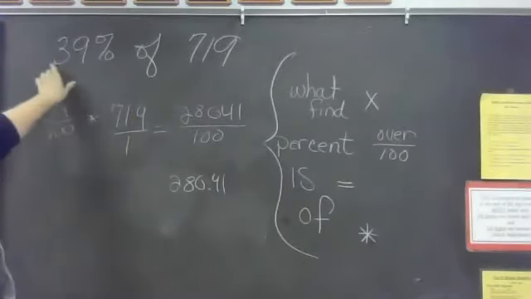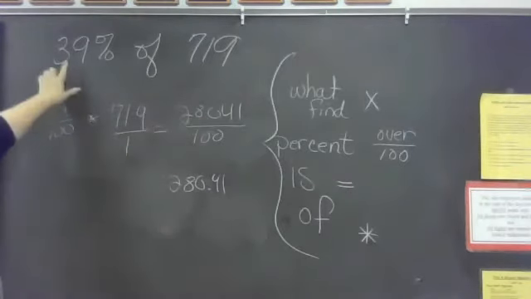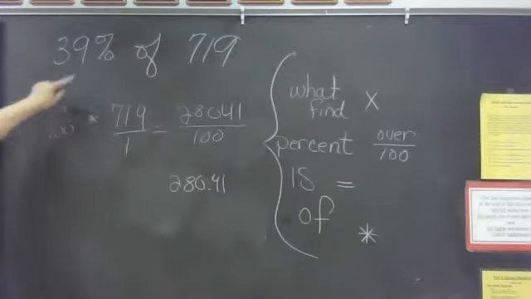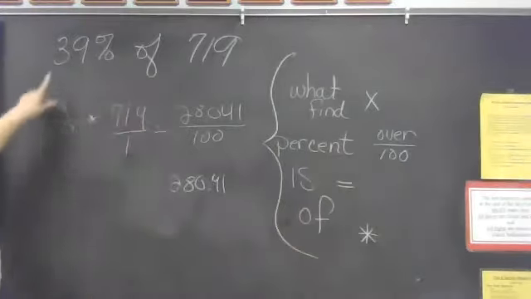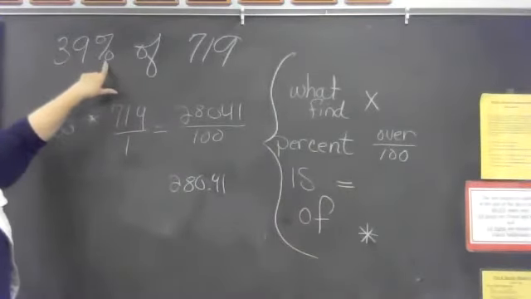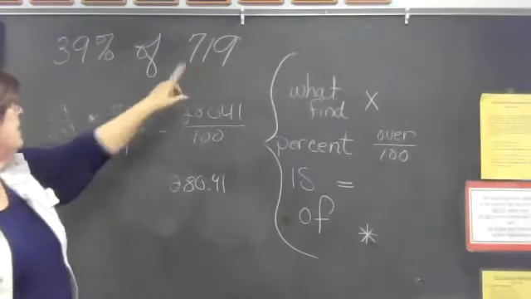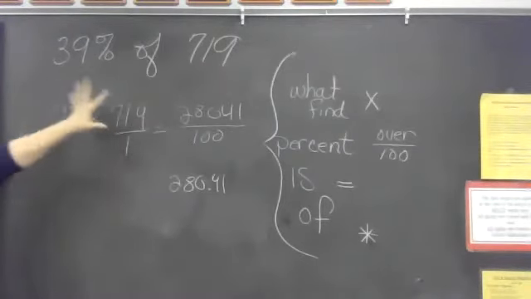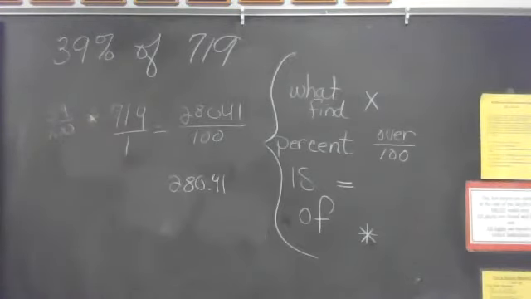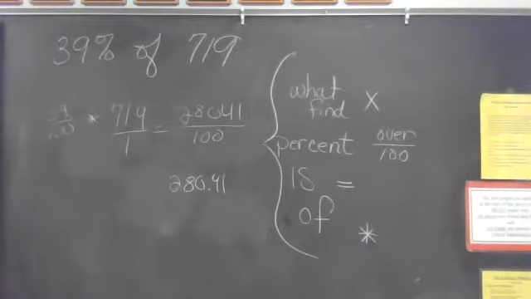Yeah. What we're going to do is change the problem to mathematics. So when this says 39, that's the 39, but the percent means over 100. So we have to put the 39 over 100 times 719. And when we use 719, it's a whole number, but this was a fraction. So if I make everything in the problem a fraction, it makes it easier to do. So I simply put it over 1. You can put any whole number over 1 and make it a fraction. Makes it easier to do the math.